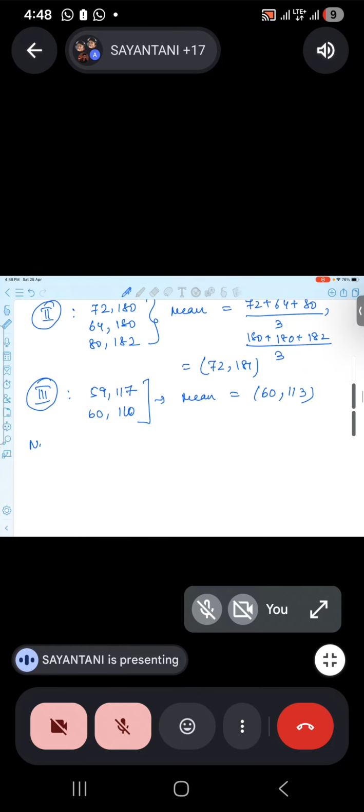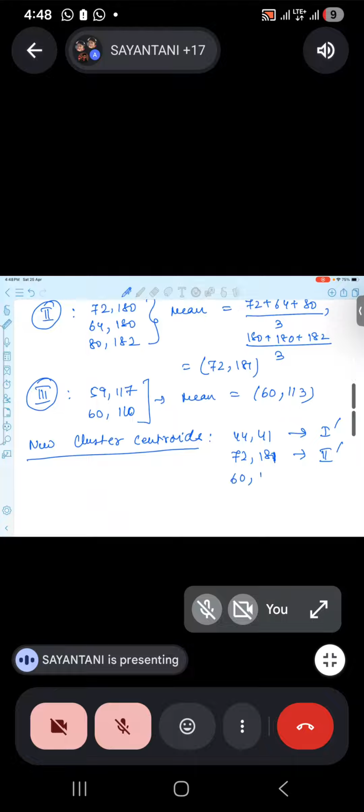So your new cluster centroids finally become 44, 41. Mark it as 1 dash. 72, 181. Mark it as 2 dash. 60, 113. Mark it as 3 dash.